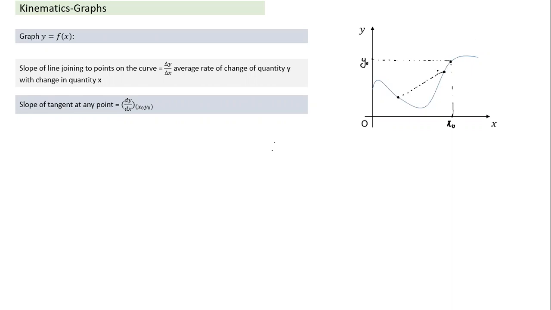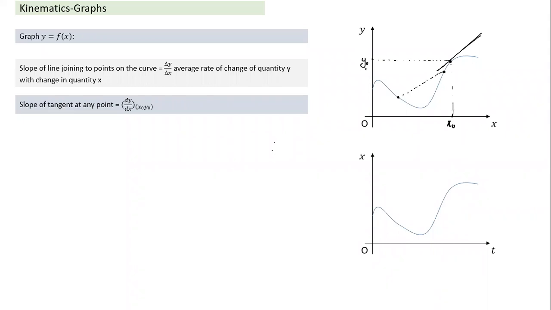What I notice here is the tangent has a positive slope. So what is the slope of this tangent? The slope of the tangent is equal to dy by dx at this particular point. This indicates the instantaneous rate of change of y with x. Okay. This happens in case of y and x.